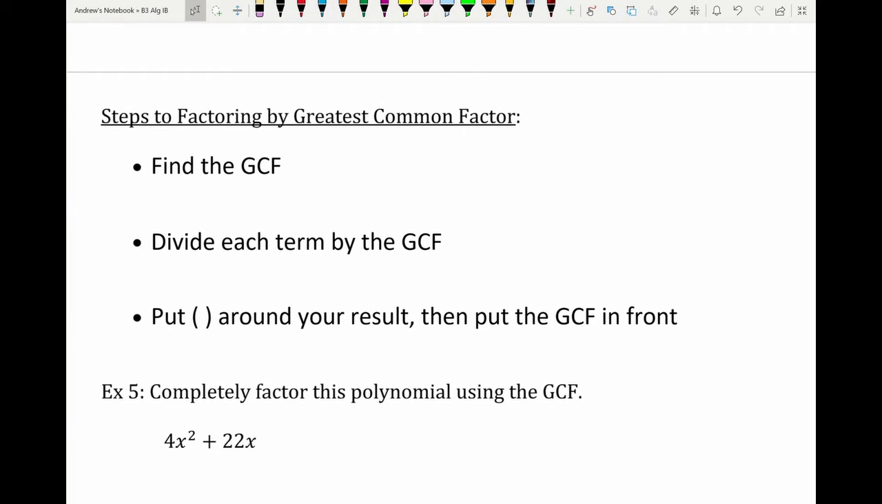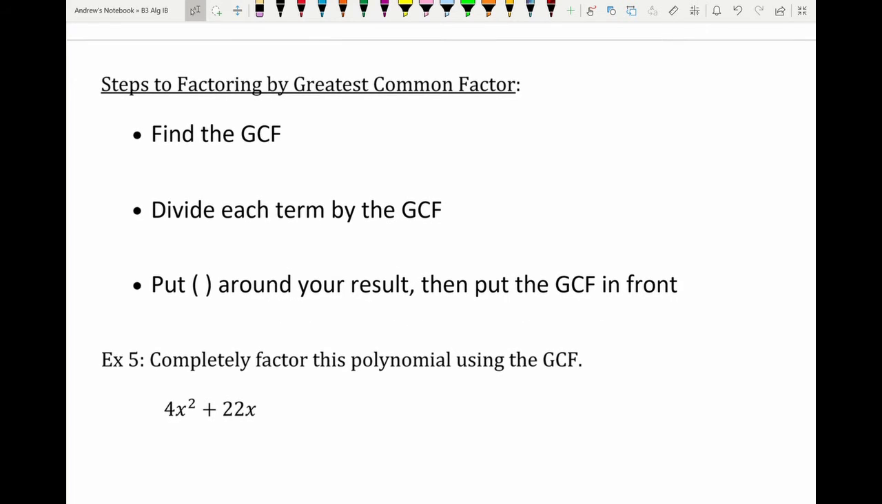Now we're going to take a look at how to actually do the factoring piece. Our very first step is to just find the GCF, just like we were doing. After that, we're going to divide each term by that GCF, and we'll talk through how to do that when we get to it. Last but not least, we put parentheses around the result, and then we put the GCF out in front, because like I said at the beginning, we're doing this kind of undistributing.